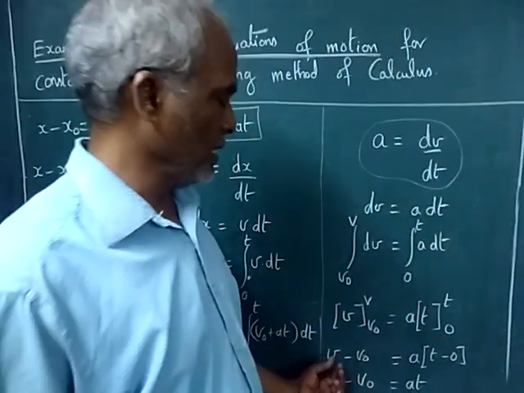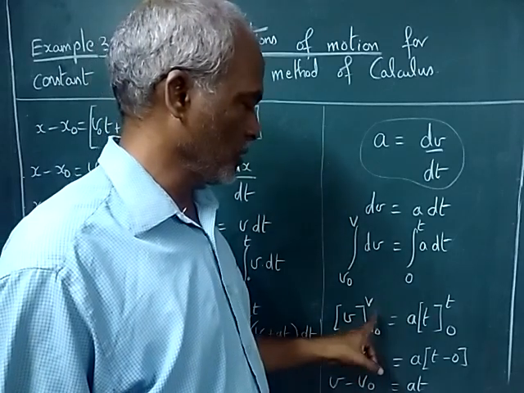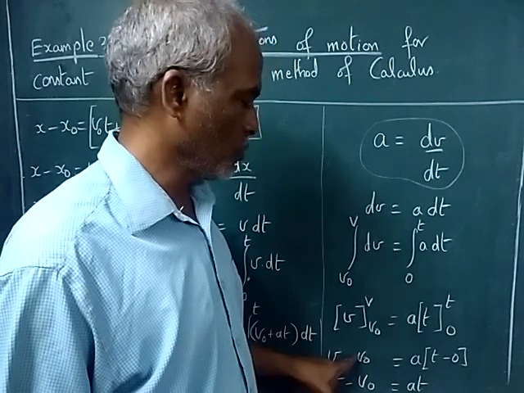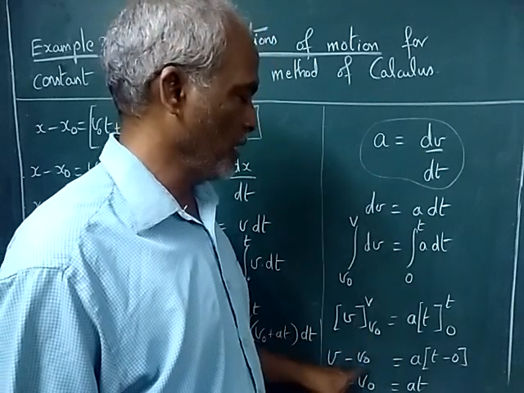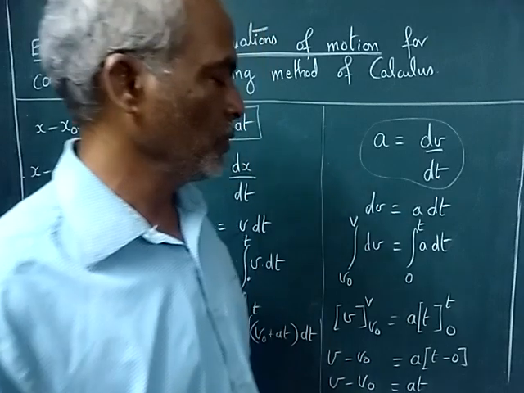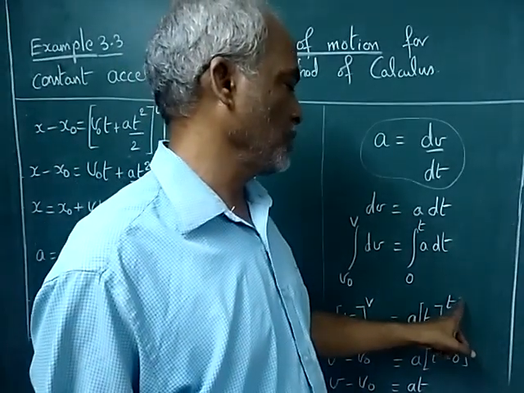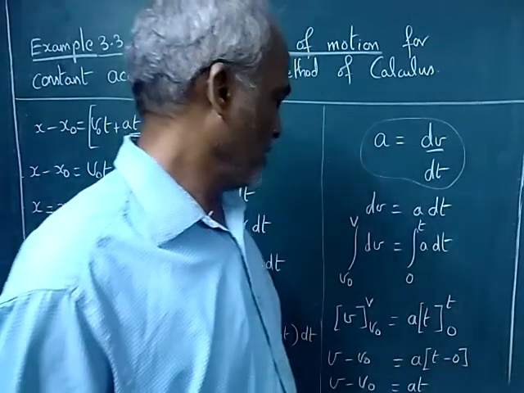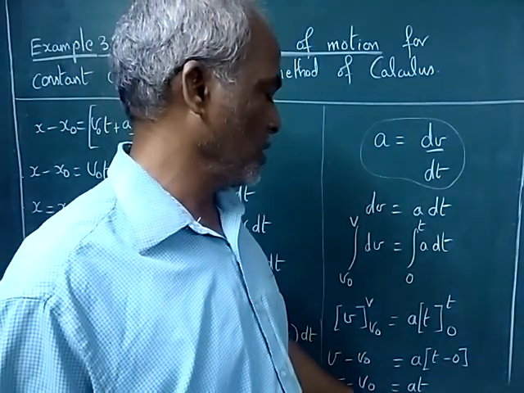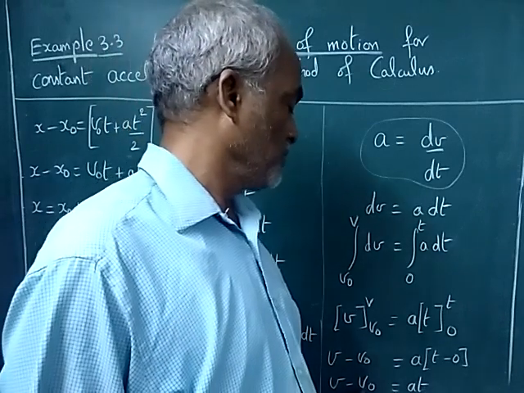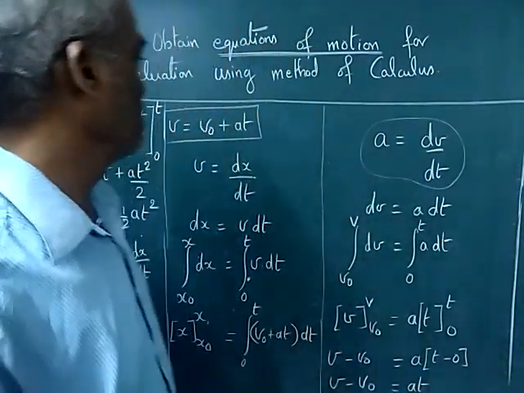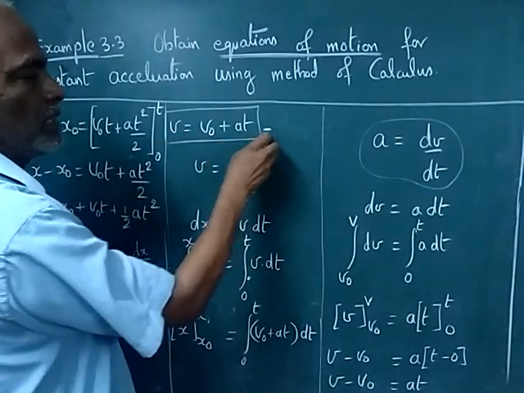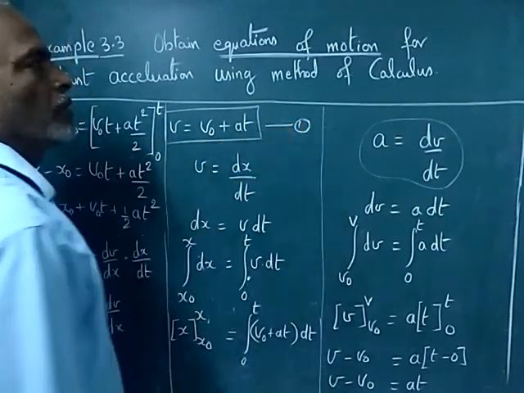So the formula is upper limit minus lower limit. You substitute for v: upper limit v minus lower limit v0. So v minus v0 is equal to a into, for t, you substitute upper limit t and lower limit 0, so t minus 0. Therefore v minus v0 is equal to at. Bring this v0 to the other side, you will get v, that is the final velocity, is equal to v0 plus at. This is equation number 1.